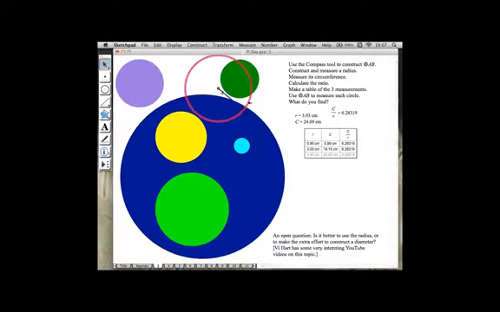And now we can measure each of these circles in turn and see how their measurements compare to each other. So now I'm measuring the yellow circle, I double click the table, and I get a new set of values, new radius, new circumference, and so forth.